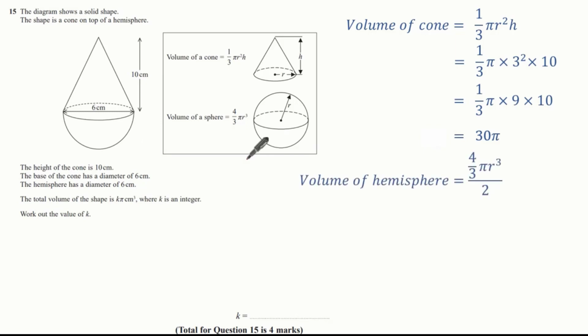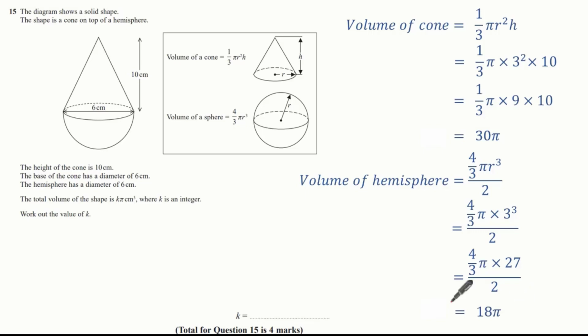Now let's have a look at our hemisphere. The examiner has given us the volume of the sphere, but don't forget to divide it by 2 because it's a hemisphere. So it's 4/3 pi r cubed divided by 2. Looking at our diagram, you can see that the radius is 3, so substituting this in and working out what we can, this gives us 4/3 pi times 27 divided by 2. So let's take our time when we're working this out. 27 divided by 3 is 9. 9 multiplied by our 4 is 36, and then this divided by 2 gives us 18 pi.